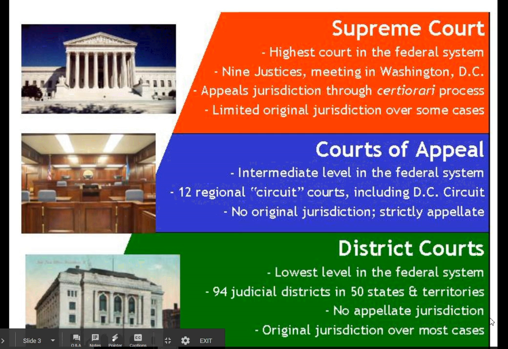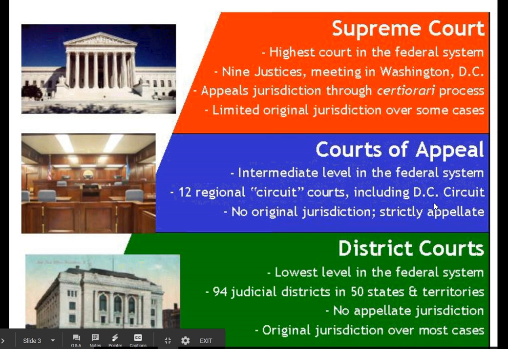If you have a case that goes to a federal court, it is going to start most likely in the district court. They'll have original jurisdiction for most cases, which means that it's the trial court. It's where you would present your evidence and you would have a jury potentially making the decisions. We have 94 different district courts. All 50 states have at least one district court. And again, the district courts only have original jurisdiction, so that's where the trial happens. Sometimes you'll hear the district courts referred to as those trial courts.